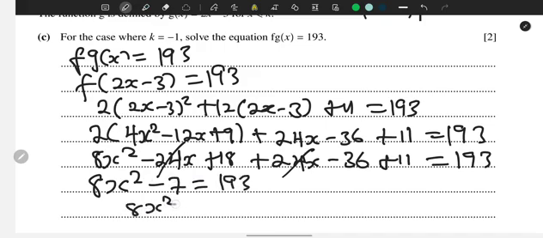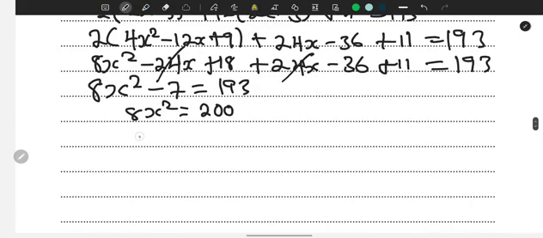So 8x squared equals 193 plus 7, that's 200. So I divide both sides by 8 now. You have x squared to be 200 divided by 8, that will give us 25. And x equals what? Plus or minus 5.